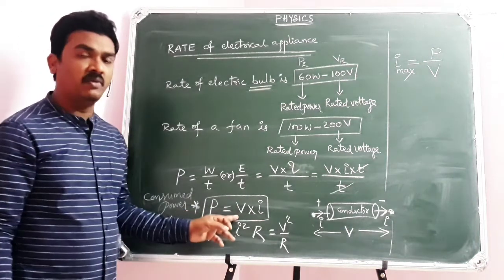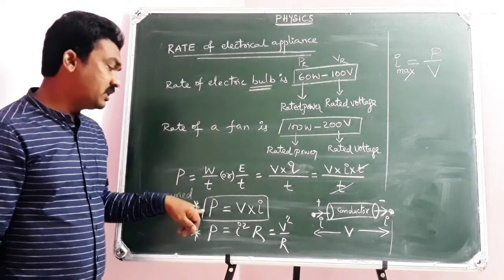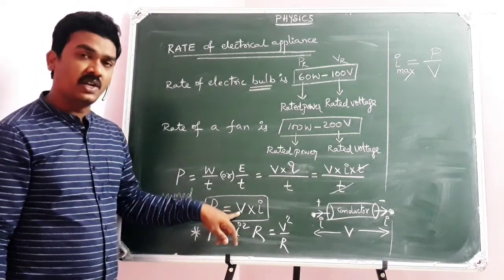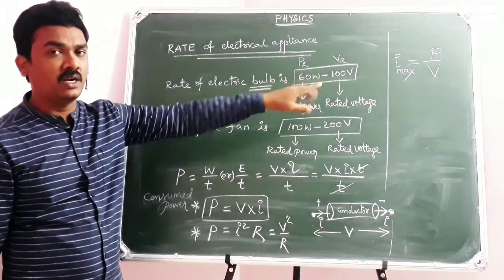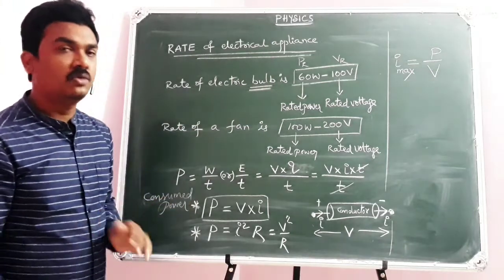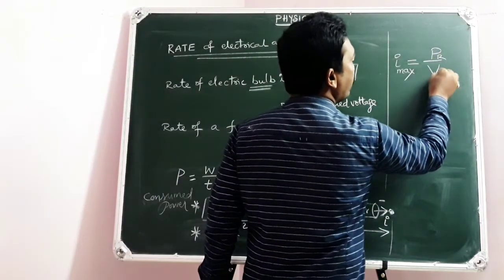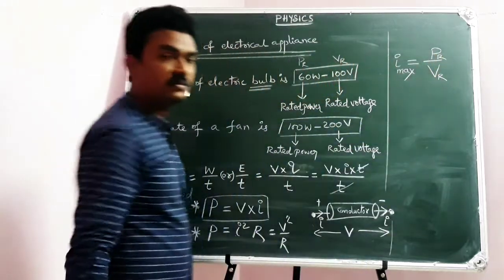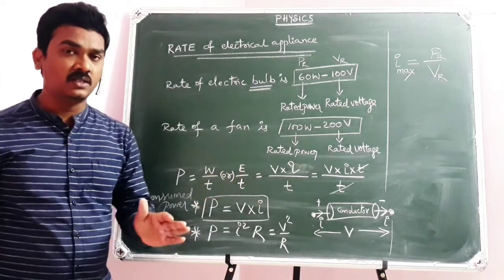Of course, this is for consumed power. At the same time, you can apply it for rated power also. If P is the rated power, V is the rated voltage, then I is the maximum safe current that can be allowed to travel through the bulb. So I maximum equal to P by V, P for rated power, V for rated voltage. The concept is the same, but the terminology varies.